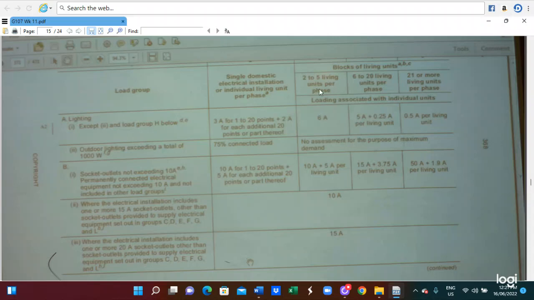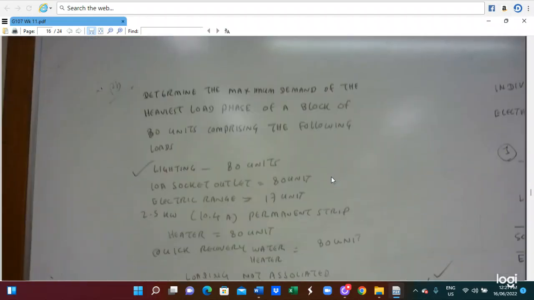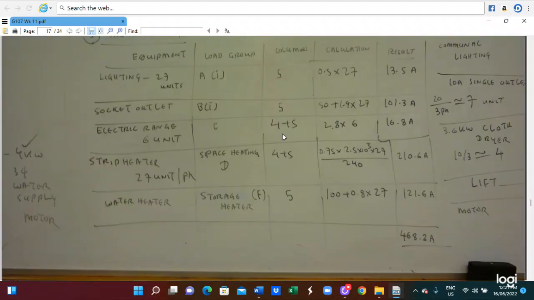So this is for this unit, 2 and 5 lighting unit. That column we are utilizing. Load group C we utilize, and we calculate the electric range. So load group C is column 4 and 5. So 2.8 multiplied by 6, you get 6.8 ampere.